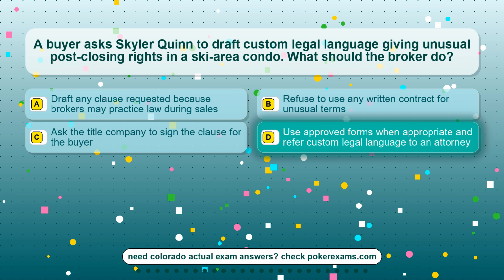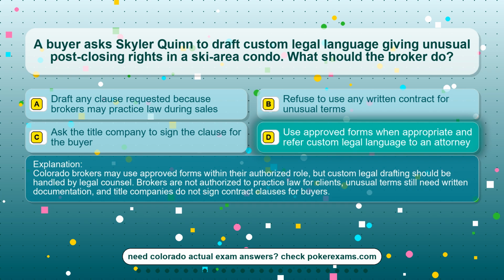The correct answer is option D. Use approved forms when appropriate and refer custom legal language to an attorney. Colorado brokers may use approved forms within their authorized role, but custom legal drafting should be handled by legal counsel. Brokers are not authorized to practice law for clients, unusual terms still need written documentation, and title companies do not sign contract clauses for buyers.